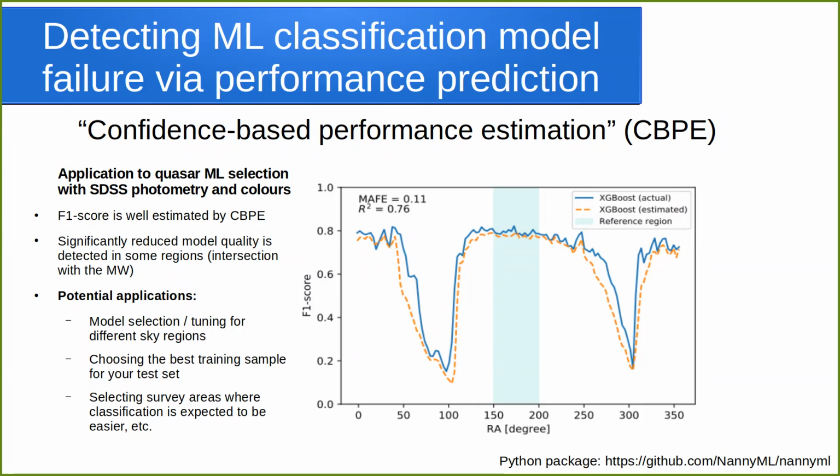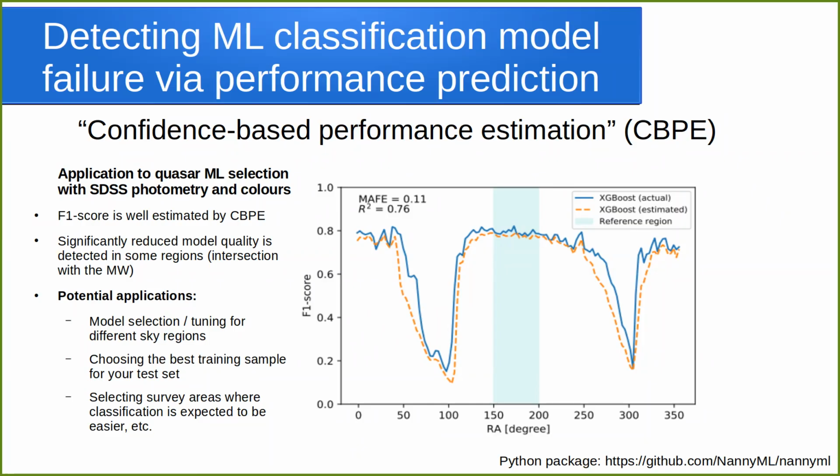And then I predict the classes. No, this is just for quasar detection. So I've made a one versus all to predict whether an object is a quasar or not, basically. And you see the performance in blue varies very significantly along the x-axis. So as you expect, when you're looking at the Milky Way, it's much harder to identify quasars. No surprises. But if we use this CVPE method, it tells us that the model is actually degrading in performance in those regions. And it's also detecting a lot of the small ups and downs in the flat areas as well.